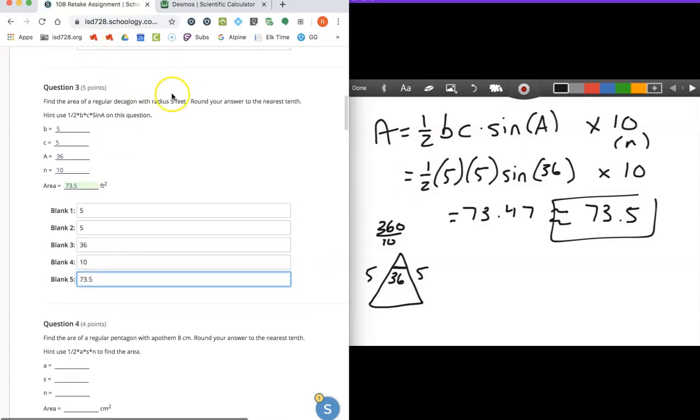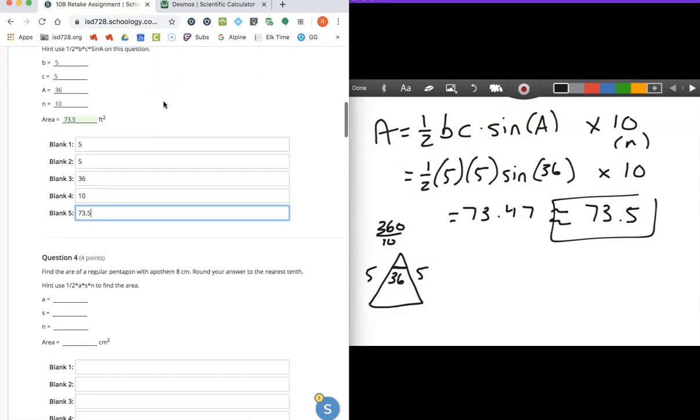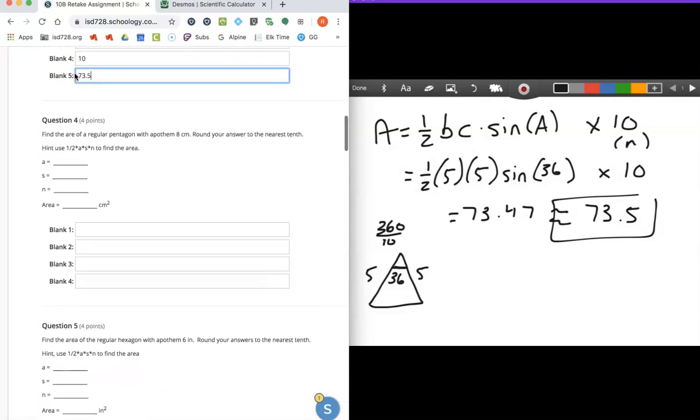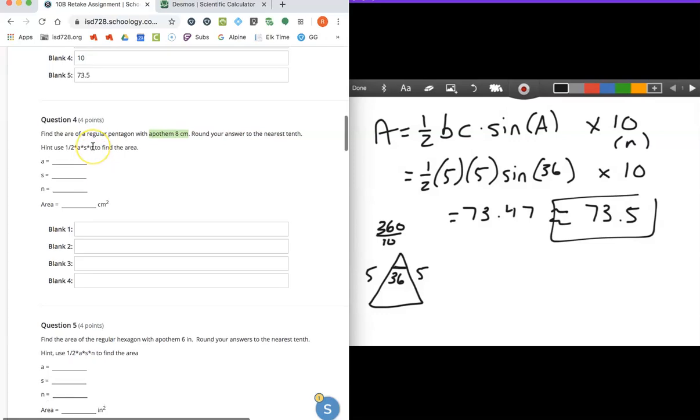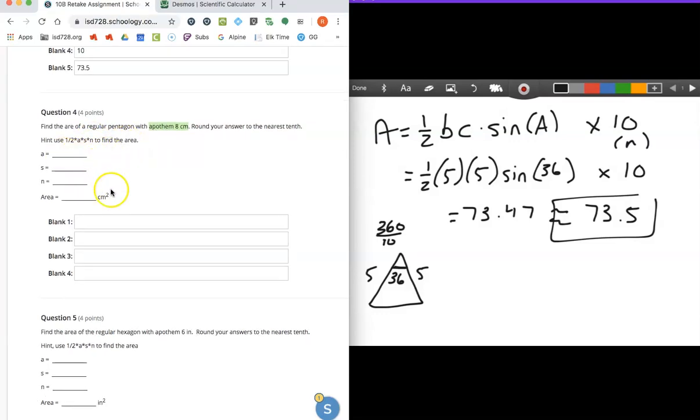So that's if they give you a radius. We do it this kind of new way. If they give you the apothem or a side length, we're going to go back to the ASN formula that we had done previously in the first part of the chapter, 10a. So they gave us what A is, so I'm going to type that one in right away. The rest of it we got to try to figure out.